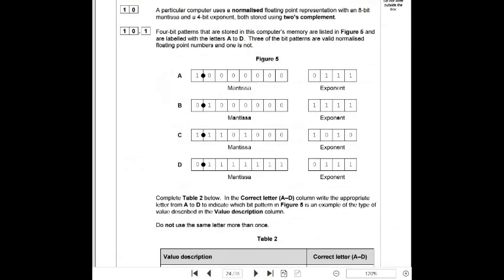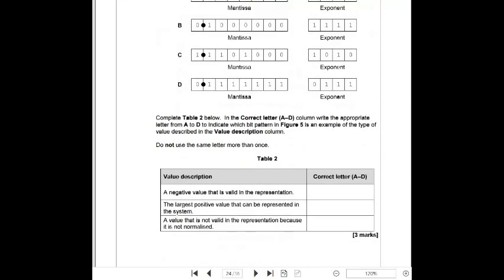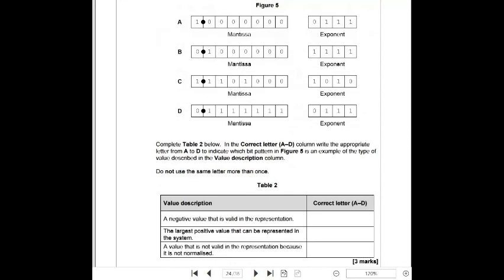Right, let's go to the next one. So we've got a particular computer that uses normalized floating point representation with an 8-bit mantissa and a 4-bit exponent. So you've got 4-bit patterns stored in the computer's memory in figure 5, labeled A to D. 3 of the bit patterns are floating point numbers and 1 is not. So we're going to complete table 2 to find the correct letter, A to D.